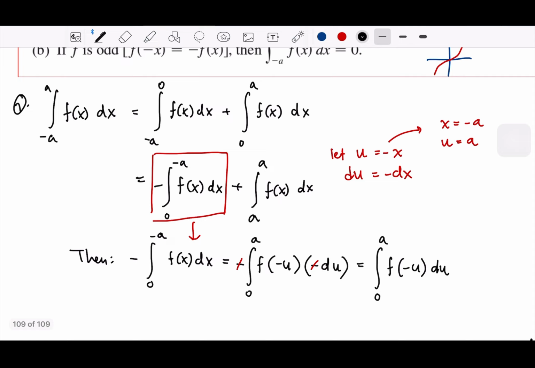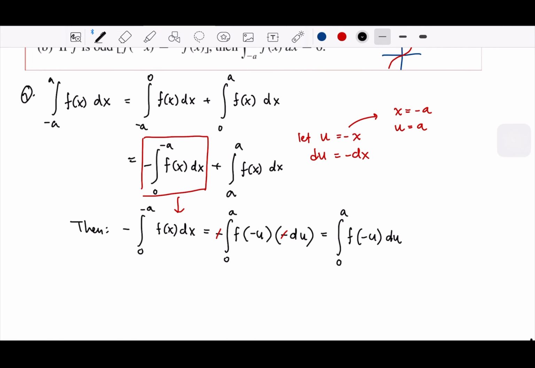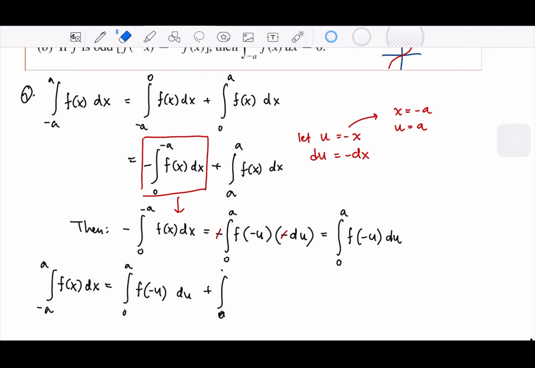So we can write completely that the integral from negative a to a of f of x dx will be equal to the integral from 0 to a of f of negative u du plus the integral from 0 to a of f of x dx.